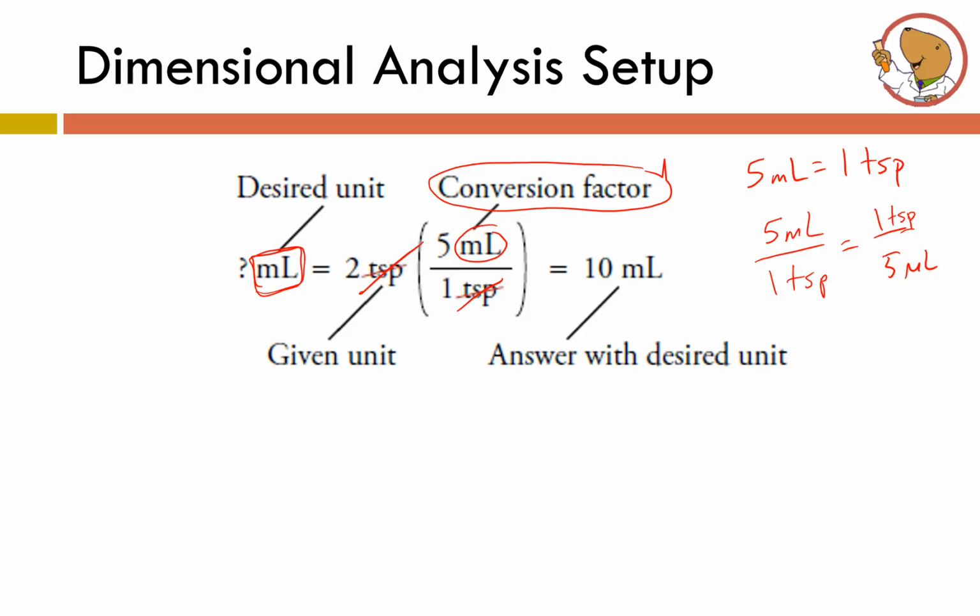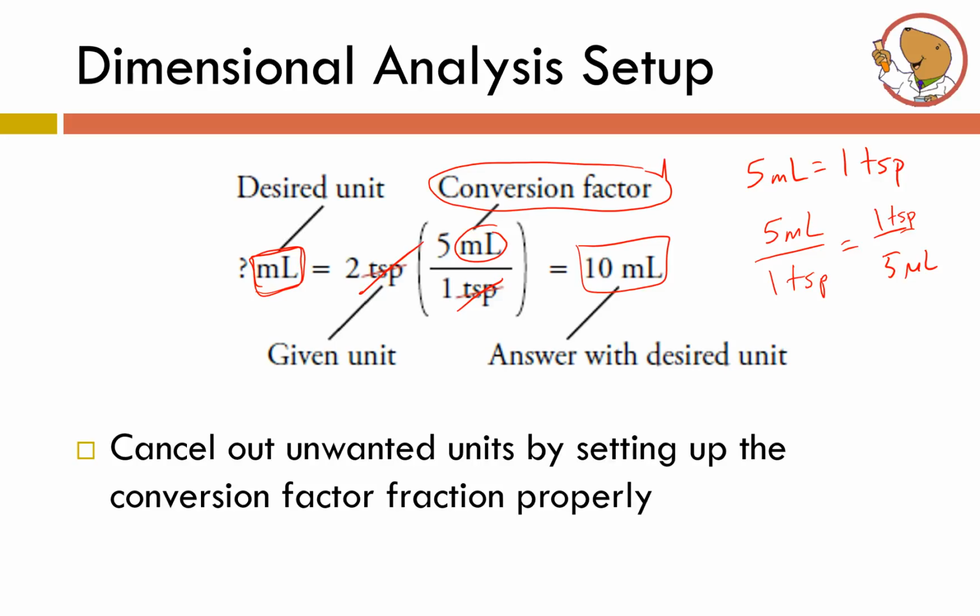So that's exactly what we're trying to show here. And now you just get to do the math. 2 times 5 is 10, divided by 1 still gives you 10. So your final answer would be 10 milliliters. So you've got the right unit, which should be the desired unit. So it's all about setting up these conversion factors so that you cancel out the units you don't want and that you keep the units that you do want.